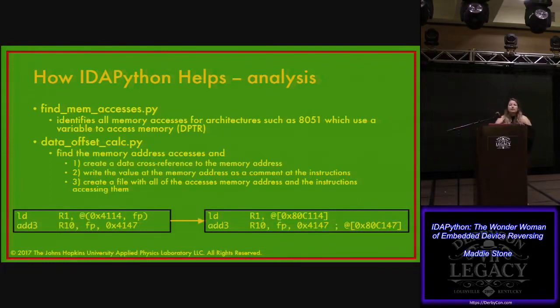What it's going to do for you is look for that regular expression. For us on 8051, it's move DPTR, and then it's going to look at what that immediate address is. It is then going to create the cross-references using the add deref instruction back and forth.